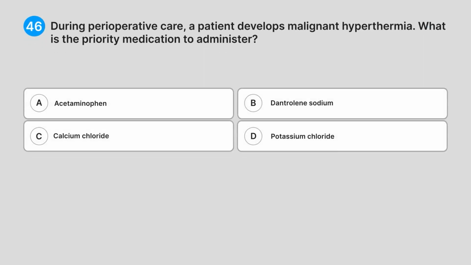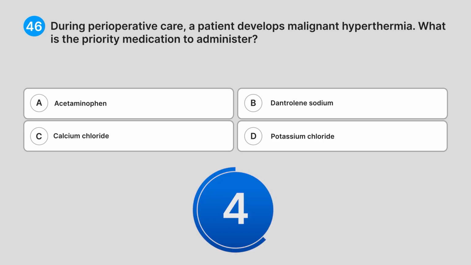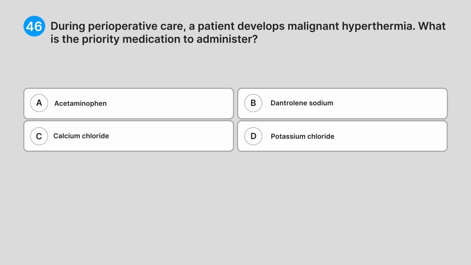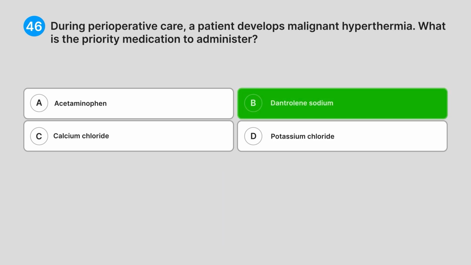46. During perioperative care, a patient develops malignant hypothermia. What is the priority medication to administer? A. Acetaminophen. B. Dantrolene sodium. C. Calcium chloride. D. Potassium chloride. Do you know the answer? Correct answer, B. Dantrolene sodium.